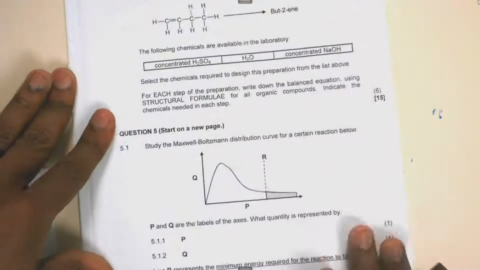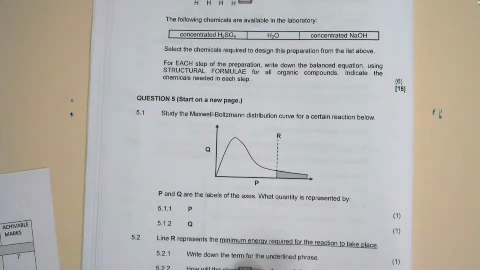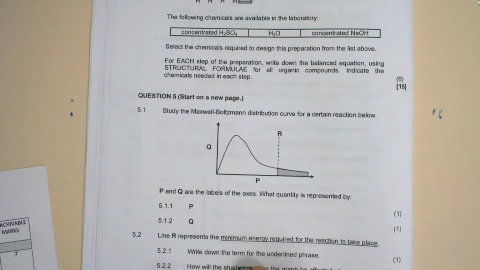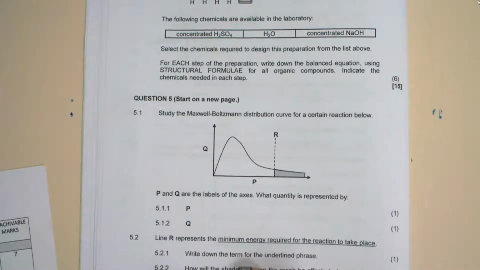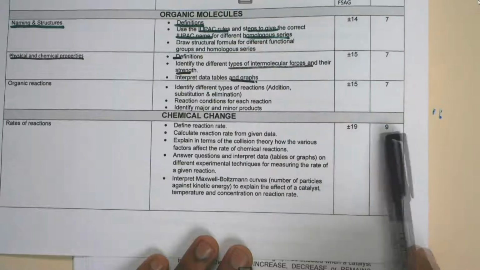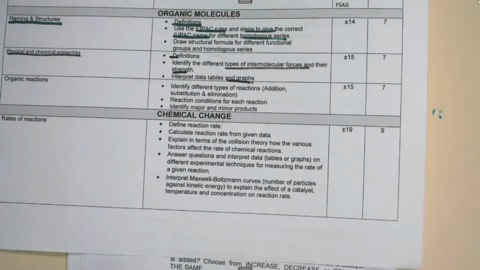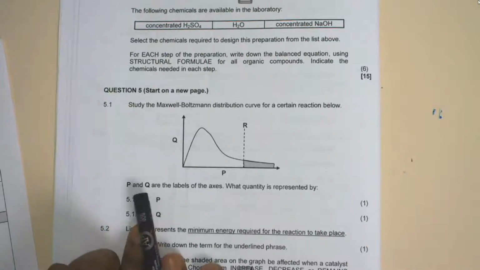The questions that follow start at question 5. They say, study the Maxwell-Boltzmann distribution curve for a certain reaction below. P and Q are labels on the axis. What quantity is represented by P and Q? Before we get into that, remember we are also looking at the achievables. In this topic of rates of reactions, it's plus minus 19 marks. So we are looking at achieving around 9 marks. The 9 marks should somehow be easy to collect.